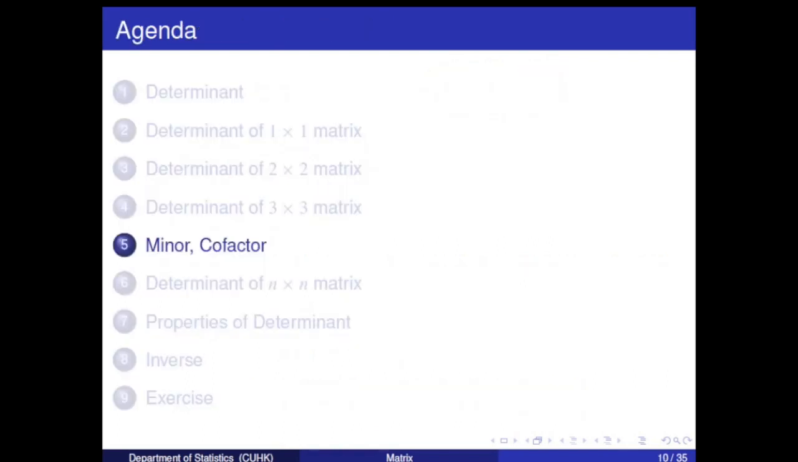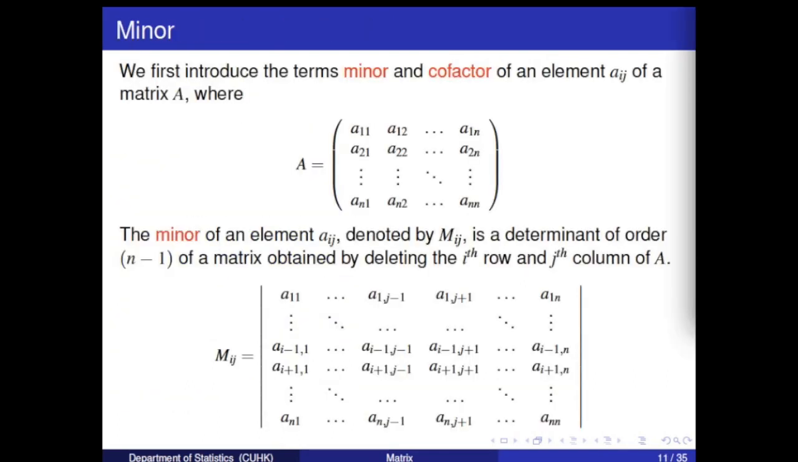Minor cofactor. We first introduce the terms minor and cofactor of an element Aij of a matrix A, where it is the matrix A. The minor of an element Aij, denoted by this symbol, is a determinant of order n-1 of a matrix obtained by deleting the i row and j column of A. Here is the minor of Aij.